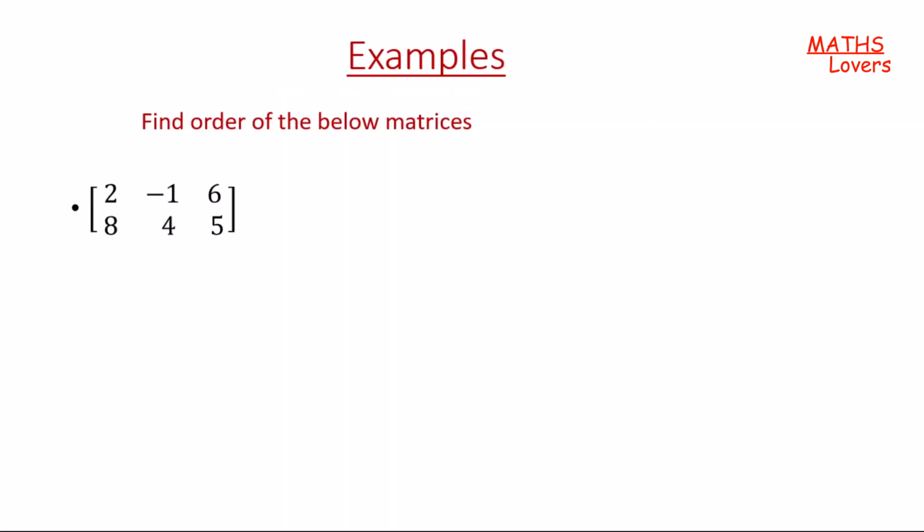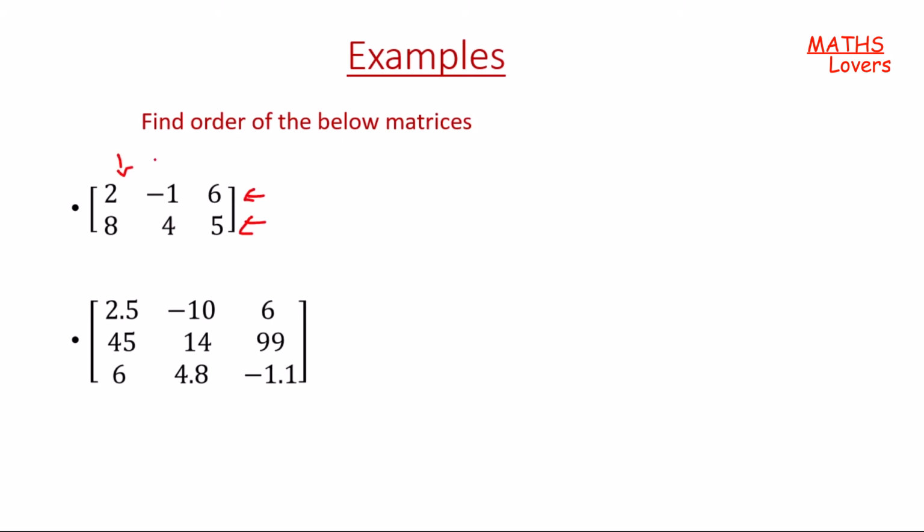Find the order of the below matrices. In the first matrix we can see that there are 2 rows and 3 columns. So the order will be 2. First we write the number of rows, 2, and then 3, that is columns. So the order will be 2 cross 3. If someone asks how many elements are there, the total elements are m cross n. So 2 threes are 6. So there are 6 elements: 1, 2, 3, 4, 5, 6.